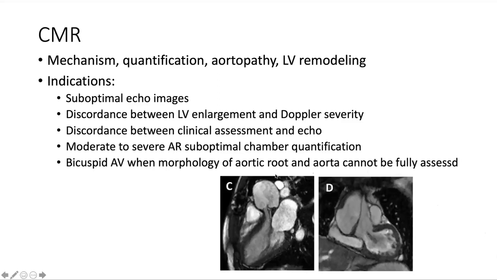So these are cine images from a cardiac MRI. Unfortunately, I couldn't get them to move, but what you can see here is this little black jet here and here. That's actually the aortic regurgitation. And even this jet, you can see actually hitting and bouncing off the anterior mitral leaflet. And then just a massively dilated aorta. And this is almost even consistent with pretty much dissection.